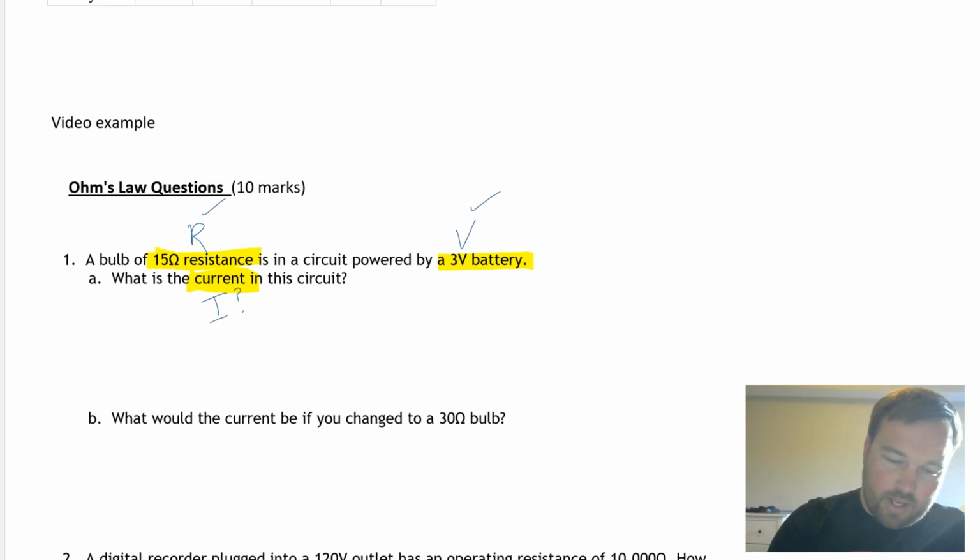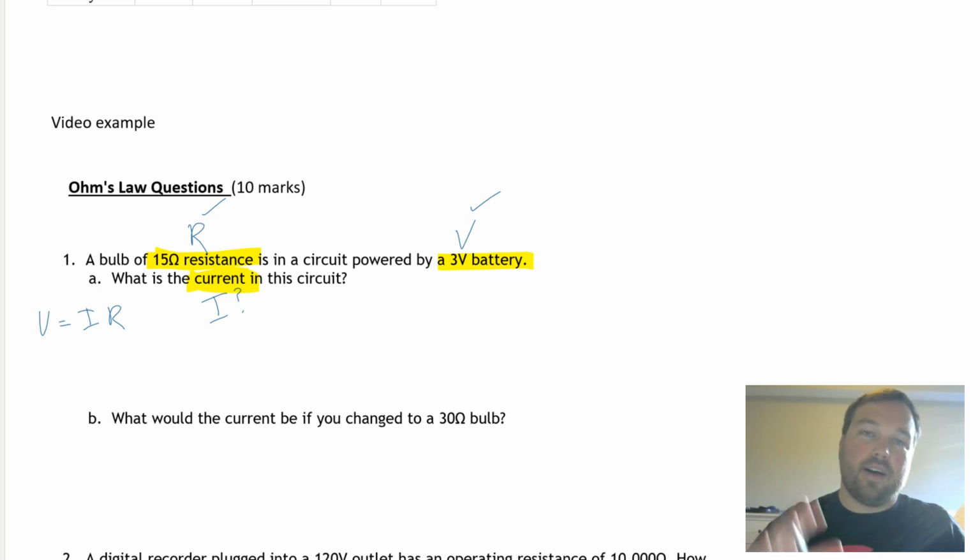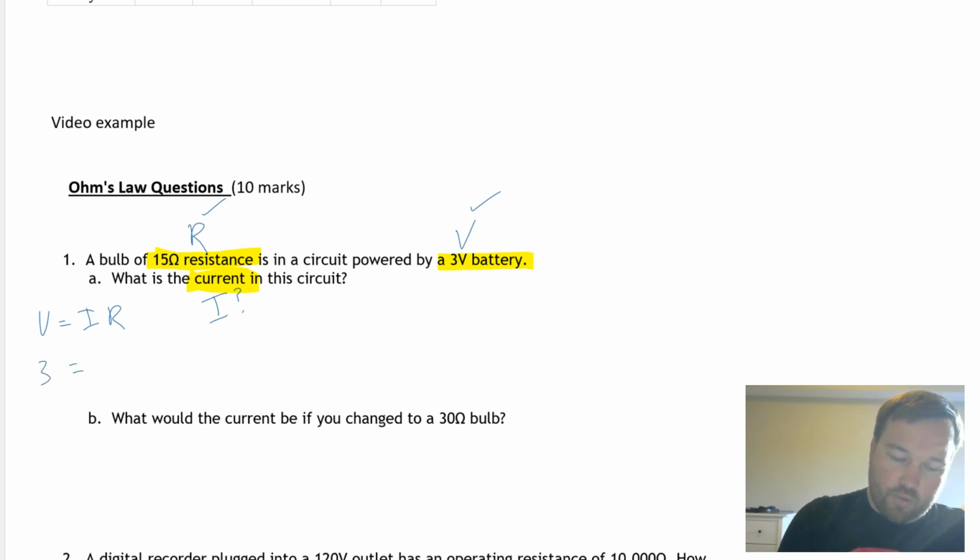And the first equation is V equals IR. And it's an excellent idea. In fact, I insist on it. You write down the equation first, then substitute in numbers. Voltage is 3. Resistance is 15. The only thing we don't know is I. 3 equals I times 15. Now that is just an algebra problem. We want to rip that 15 away from the I, leaving the I by itself. So divide by 15. Divide by 15.